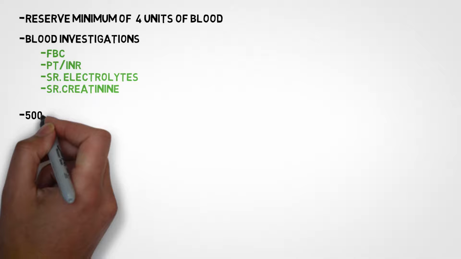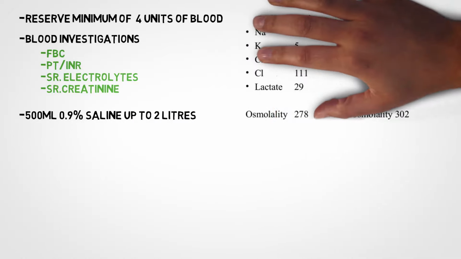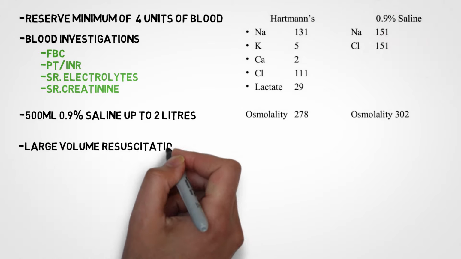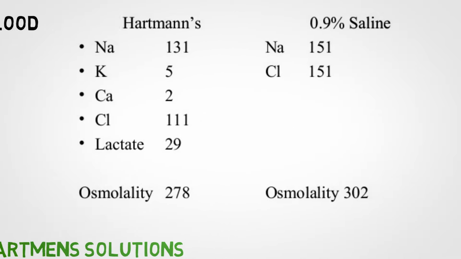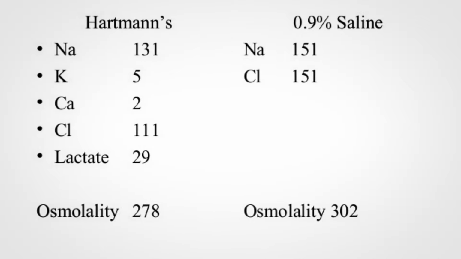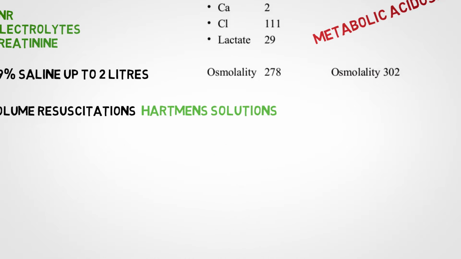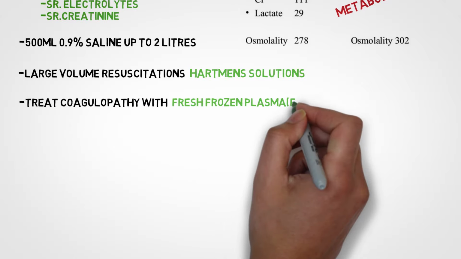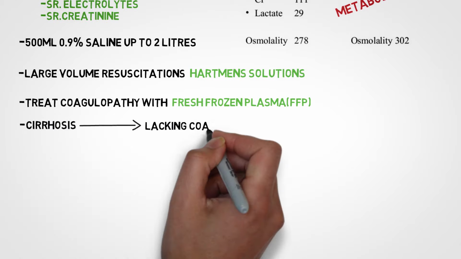Resuscitation is carried out with 500 ml of 0.9% saline via each cannula, and we could give up to 2 liters of saline. Keep in mind that if there is a need for large volume resuscitation, Hartmann's solution would be the better option, considering its similarity to blood plasma, and also normal saline could lead to metabolic acidosis when given in large amounts. Also, we have to look out for and correct any coagulopathy with fresh frozen plasma, especially in patients with cirrhosis and bleeding, since they are lacking coagulation factors.